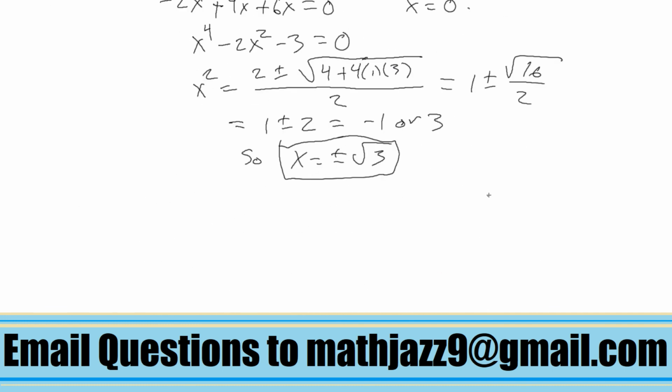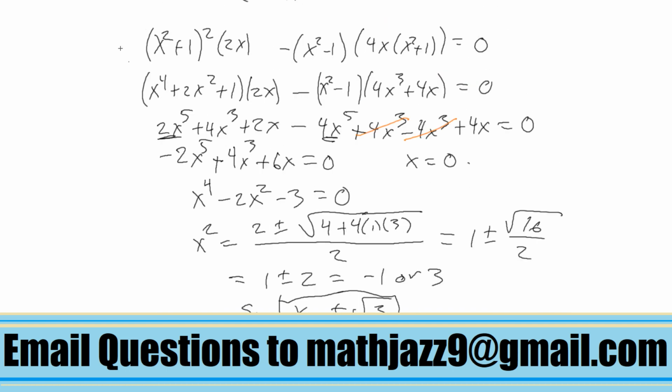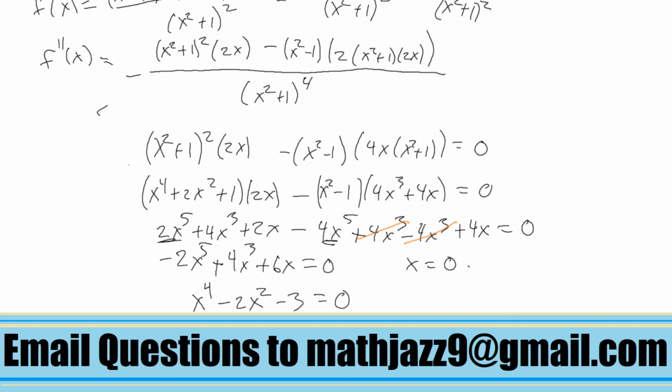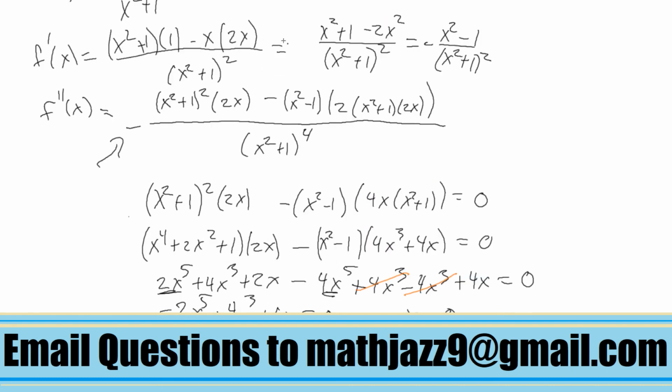So we actually have to check now. We have negative square root 3, square root 3. We want to check where the second derivative switches signs. So this derivative. So let's plug in 0. We get this is 0, and this is 0 over 1. So that didn't help.